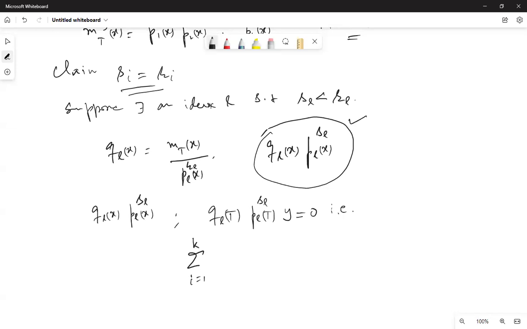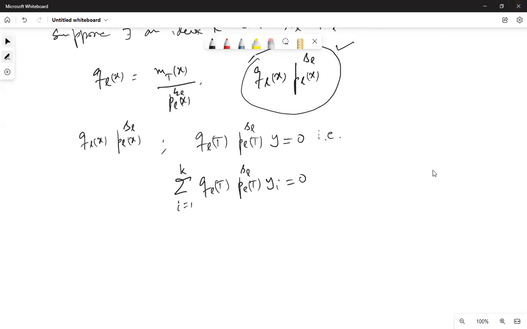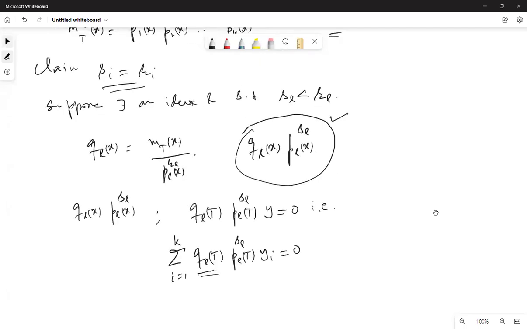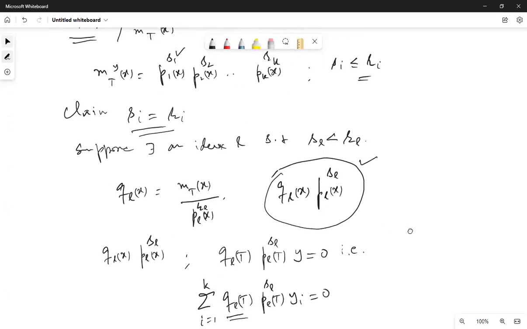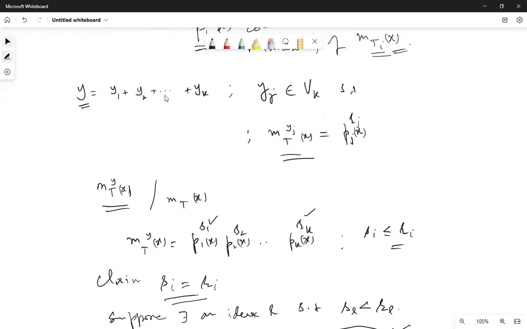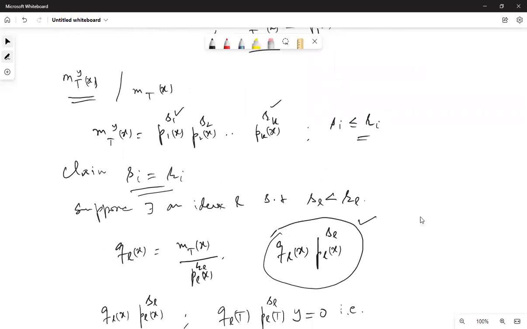I1 to K. Then you just take the factors here: QLT, PLT, SL, and here YIs. This is 0. This means that, because QLT contains PIs except QPL, except PL, this would kill Y1, Y2, except YL, and all YKs.